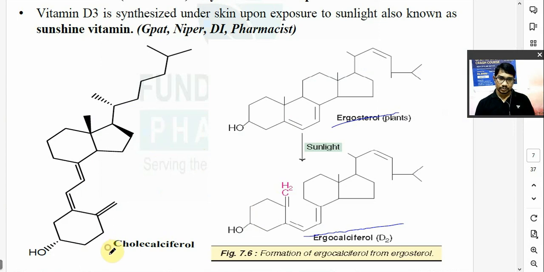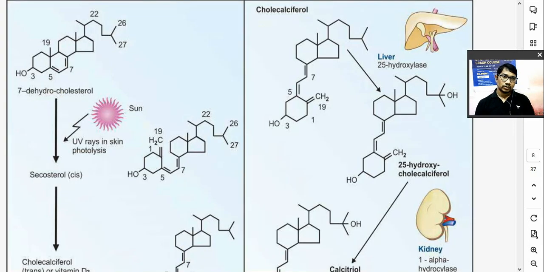So by sunlight, it will become a secosterol. This is the structure of your secosterol. Then it is converted into cholecalciferol. There is a trans-secosterol in the cholecalciferol. After synthesis, cholecalciferol is stored in the liver, and in the liver there is one enzyme known as 25-hydroxylase.